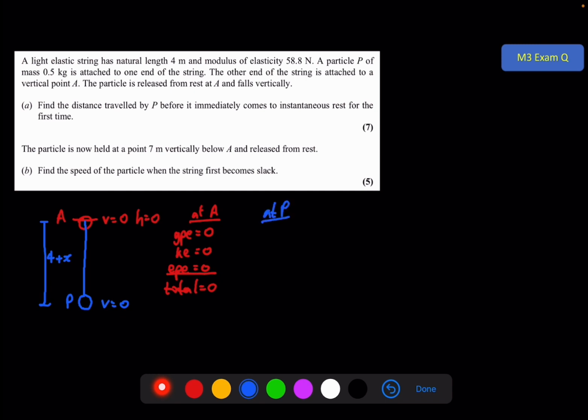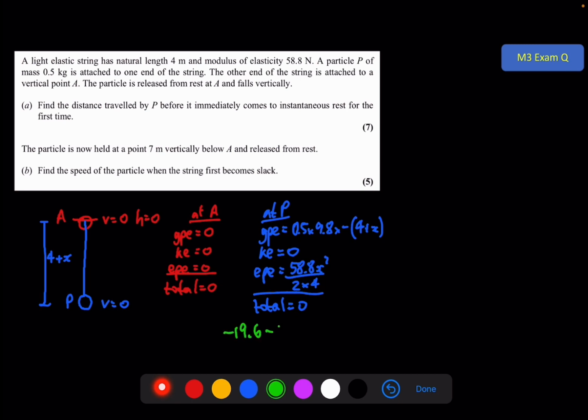At P, the gravitational potential energy is equal to mass, 0.5, times 9.8, times the height, which will be minus (4 plus x). The kinetic energy will be 0. The elastic potential energy will be lambda, 58.8, times x squared, divided by 2 times the natural length, which is 4. And that total must also be 0 because there are no external forces. Our equation then is minus 19.6 minus 4.9x plus 58.8 over 8, 7.35x squared, and all of that has to equal 0. Solving that gives me 2 and minus 4 over 3.